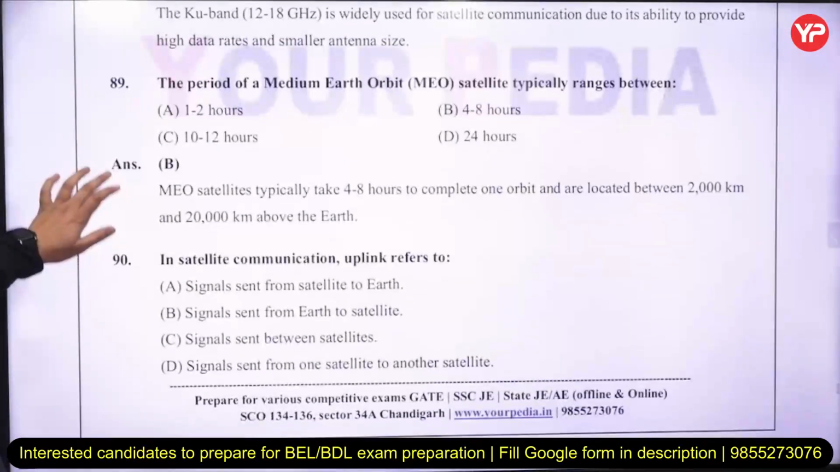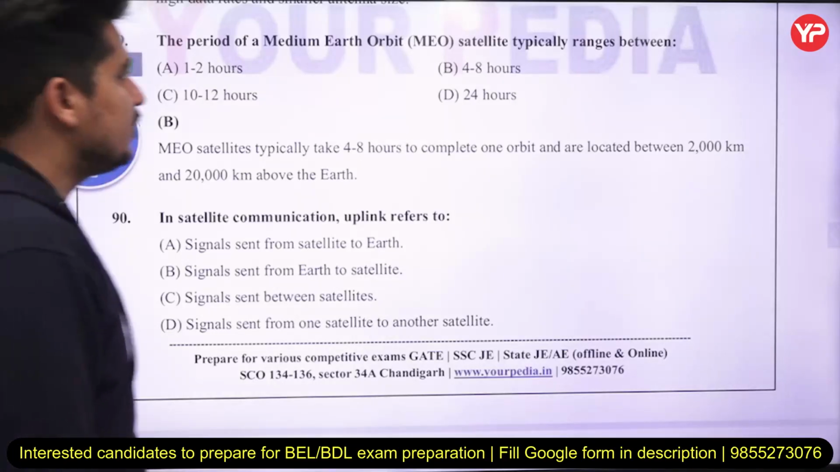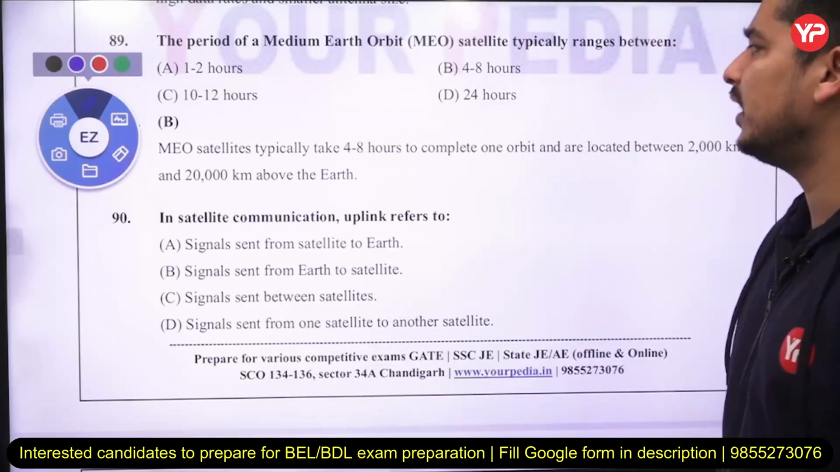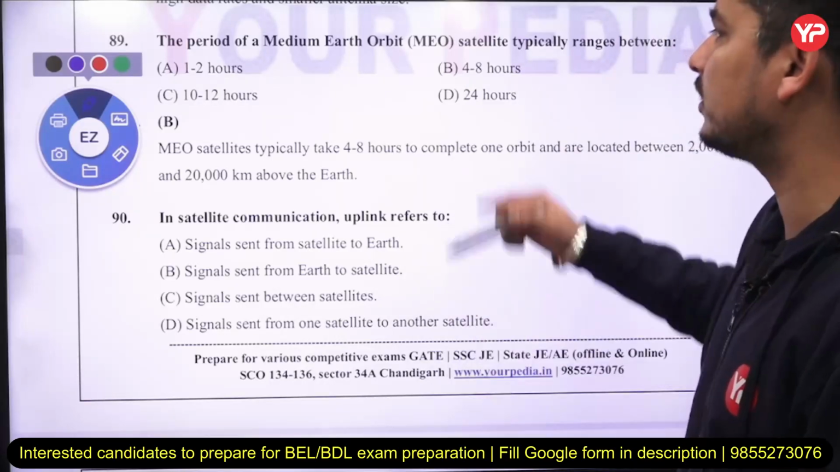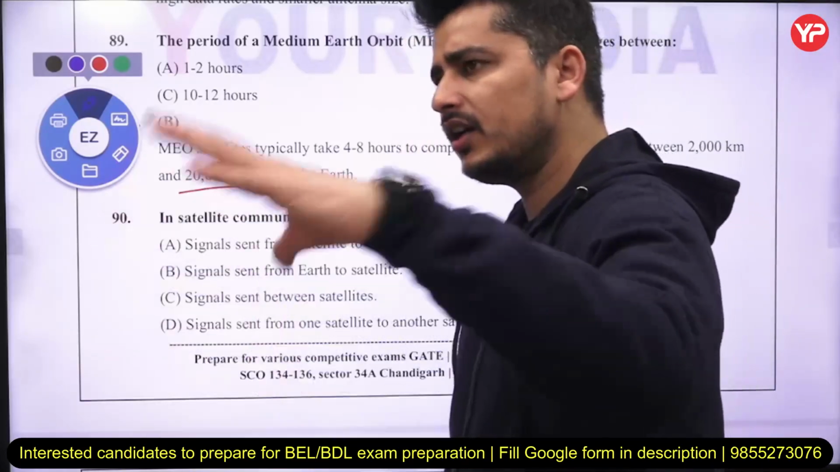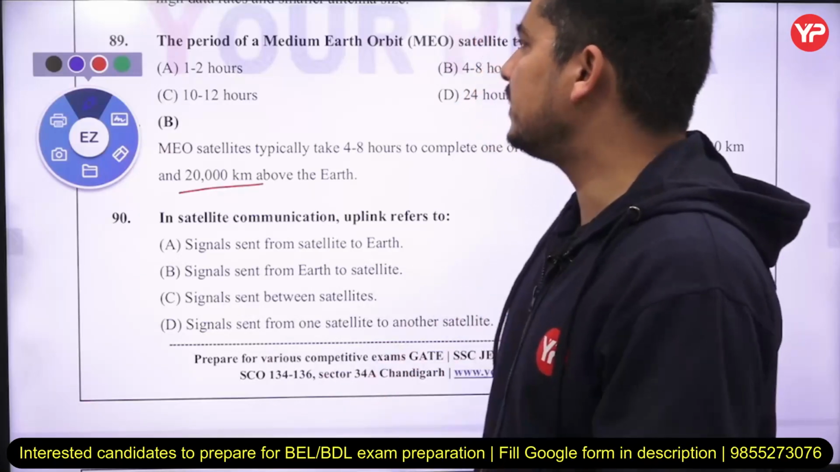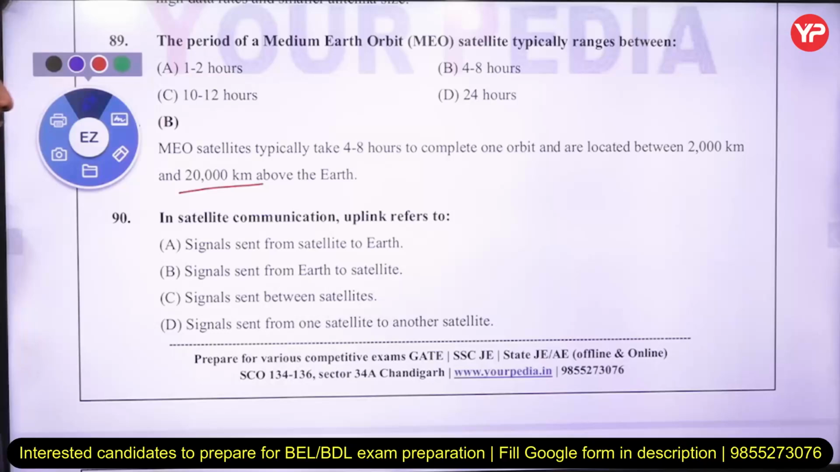The period of a medium earth orbit satellite, that is MEO. The MEO satellite generally has a period of 4 to 8 hours. They generally rotate above 20,000 kilometers above the earth. So they are nearer to the earth, a lower orbit satellite you can say, and they will complete their cycle in 4 to 8 hours. It will depend on the height where you can place that satellite.